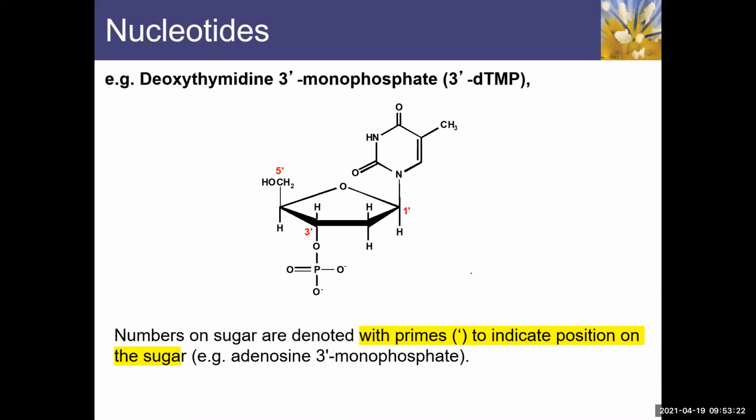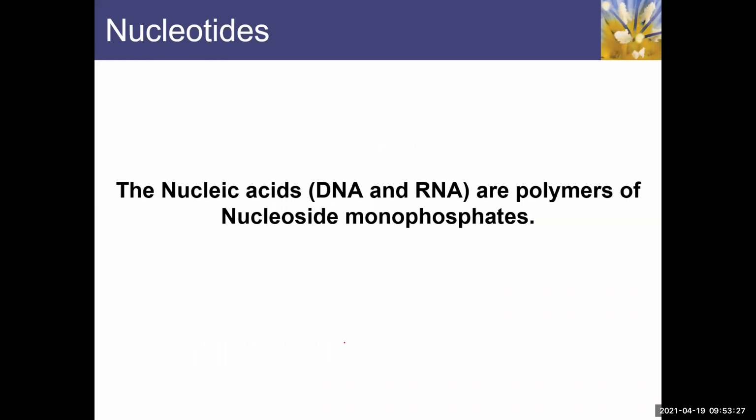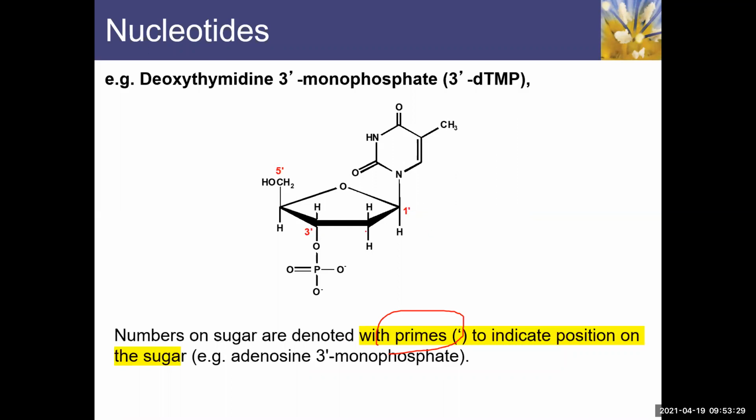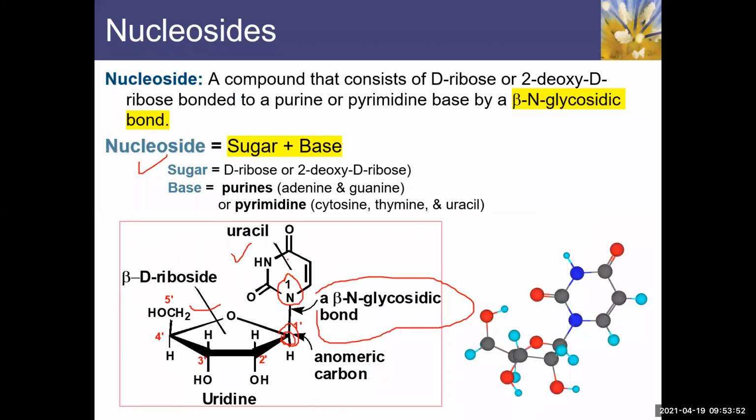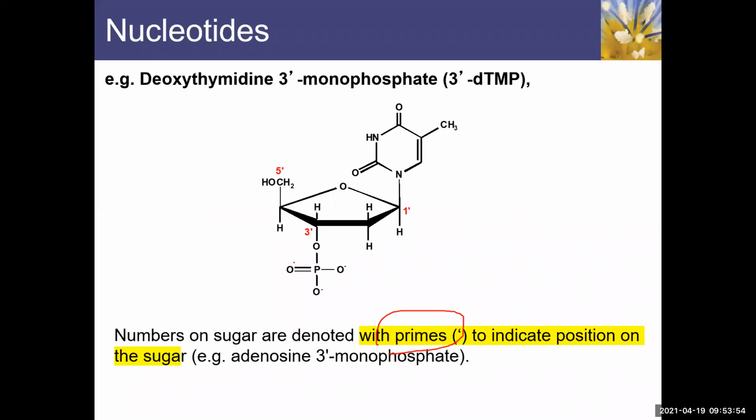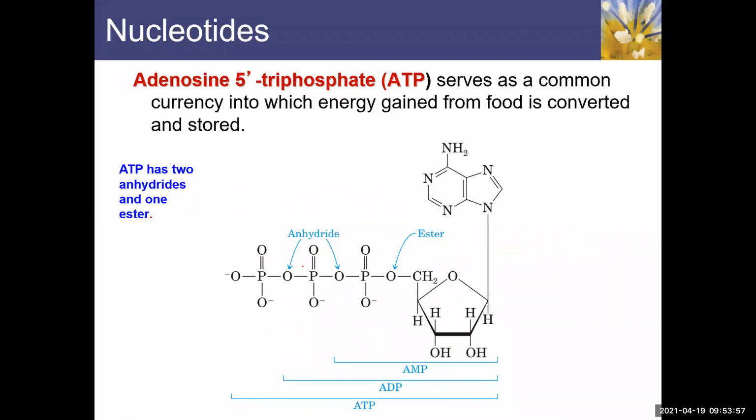This shows the structure I explained. The numbers on the sugars are denoted with primes, the dashes, and there are no dashes in the bases. The nucleic acids, DNA and RNA, are polymers, repetitive units of nucleoside monophosphates. We have only one phosphate in the nucleotides in DNA, or the ribonucleotides in RNA, not like ATP having three phosphates. They're monophosphates. Is it clear?